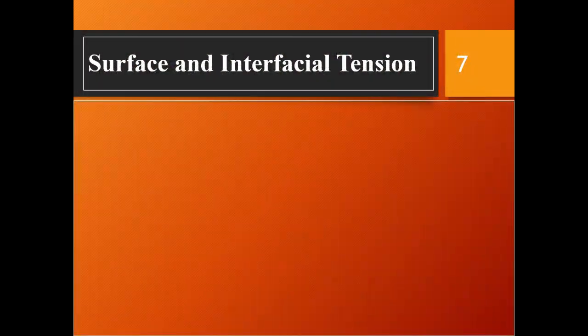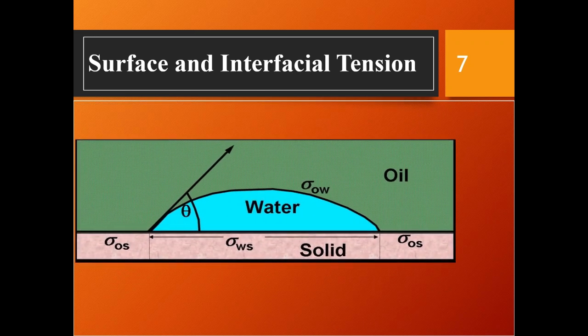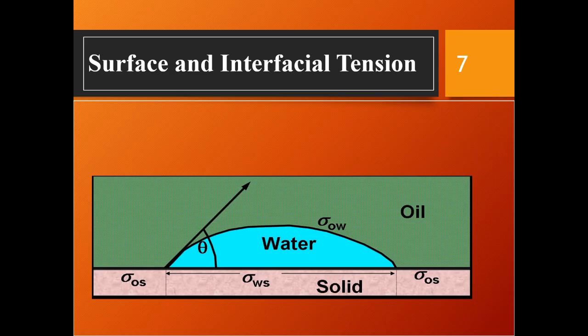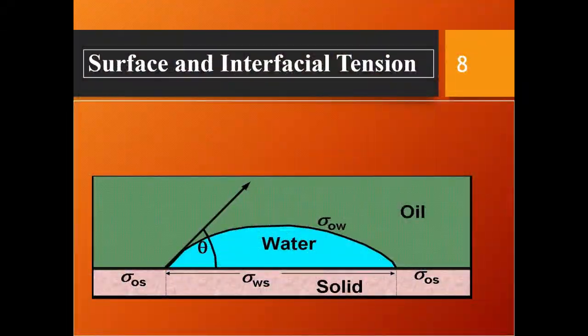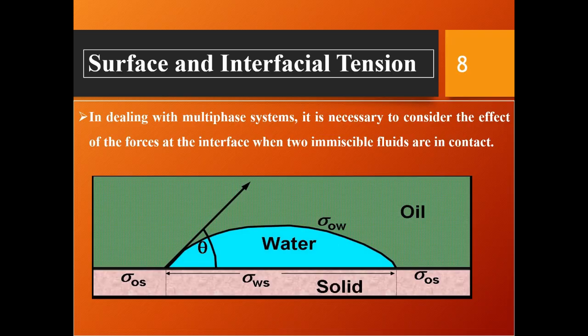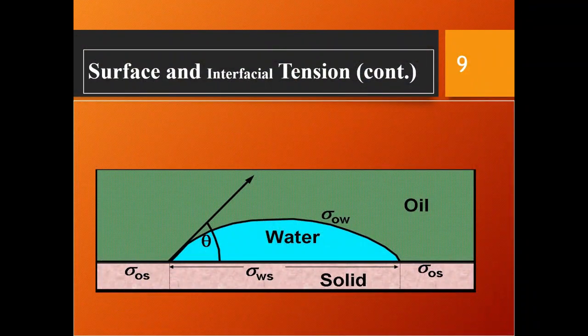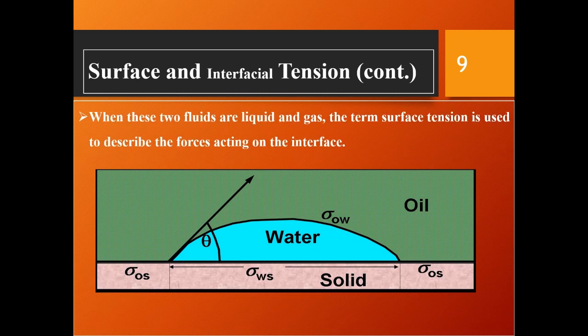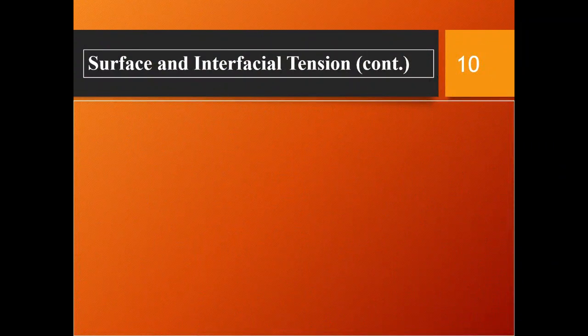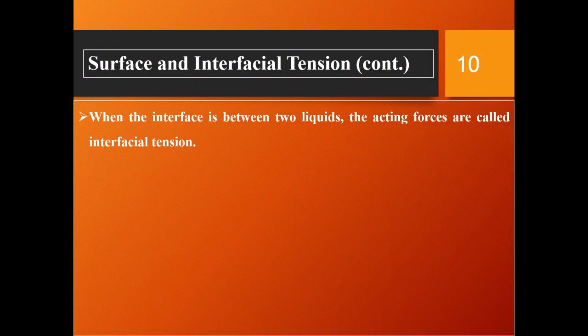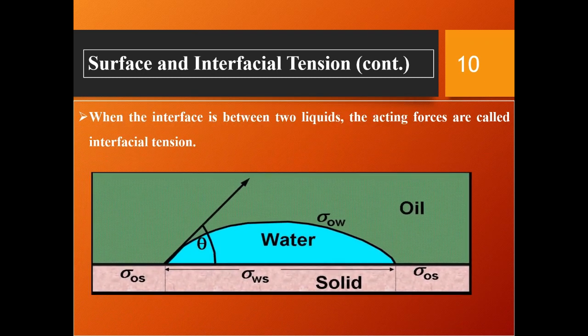Surface and interfacial tension. In dealing with multiphase systems, it is necessary to consider the effect of the forces at the interface when two immiscible fluids are in contact. When these two fluids are liquid and gas, the term surface tension is used to describe the forces acting on the interface. When the interface is between two liquids, the acting forces are called interfacial tension.